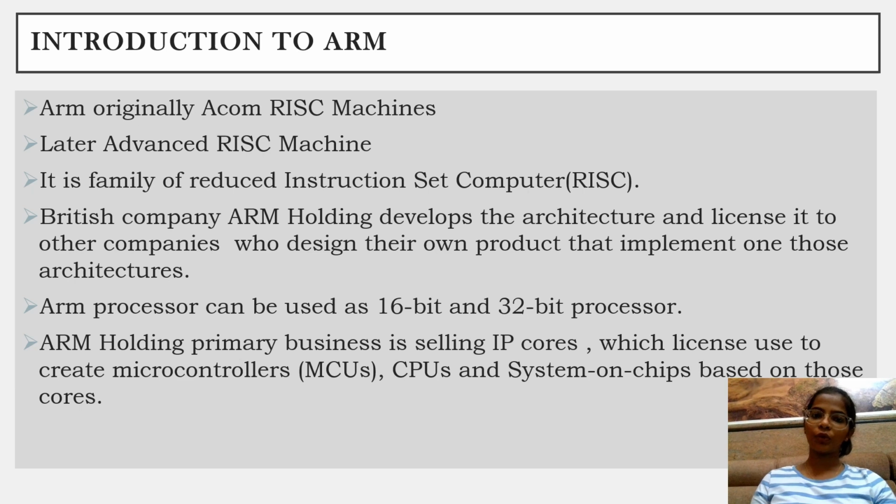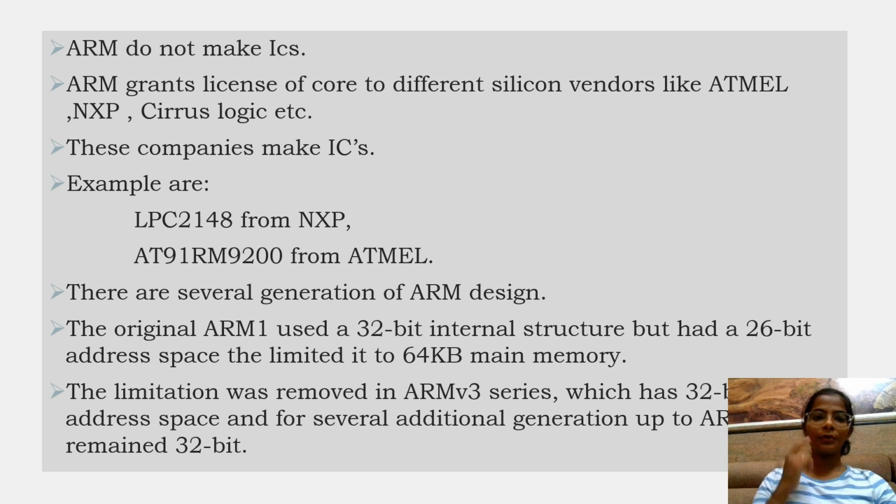British company Arm Holdings develops the architecture and licenses it to other companies, who design their own products that implement one of those architectures. ARM processors can be used as 16-bit and 32-bit processors. Arm Holdings' primary business is selling IP cores, which license users use to create microcontrollers, CPUs and systems on chips based on those cores. ARM does not make ICs. ARM grants licenses of cores to different silicon vendors like ATMEL, NXP, Cirrus Logic, etc. These companies make ICs. Examples are given below.